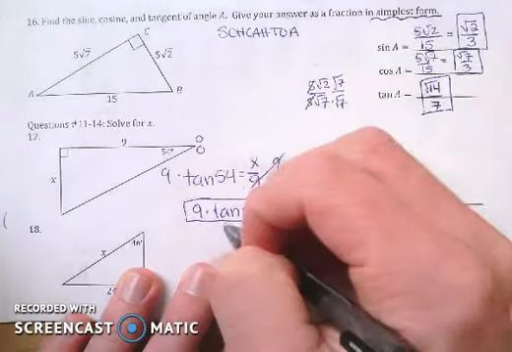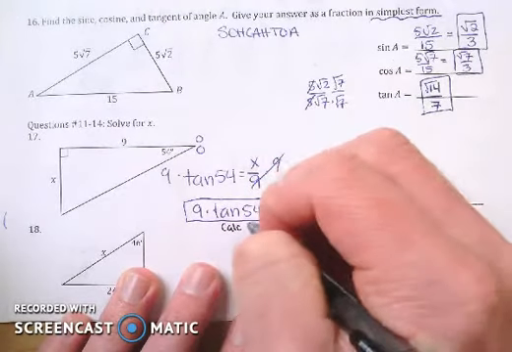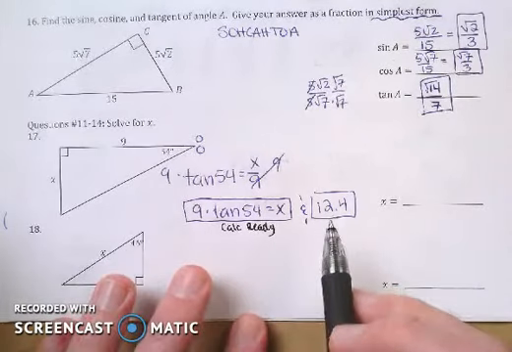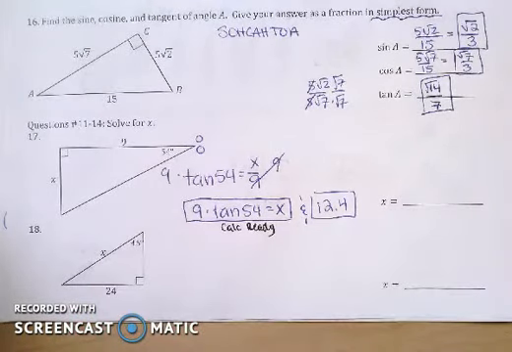This is what we call the calculator ready form. Okay, it's solved for x, and then when we plug it in, we get about 12.4. So make sure that you guys are doing the calculator ready form, because if you're not, then you're not going to get credit for that on the test.